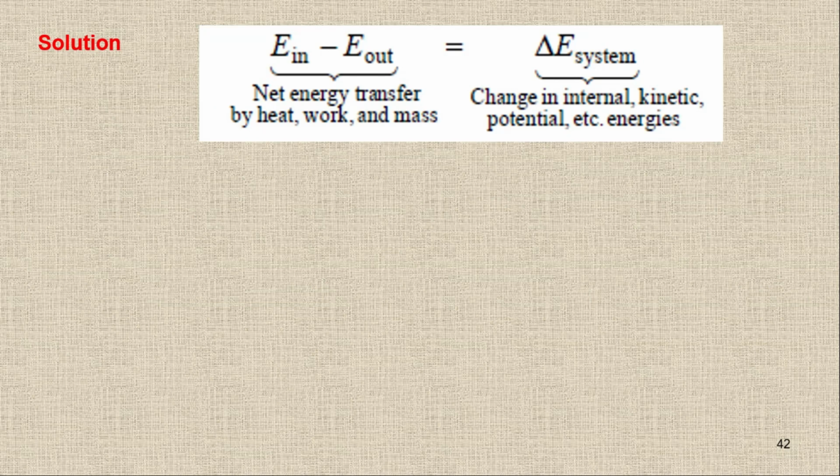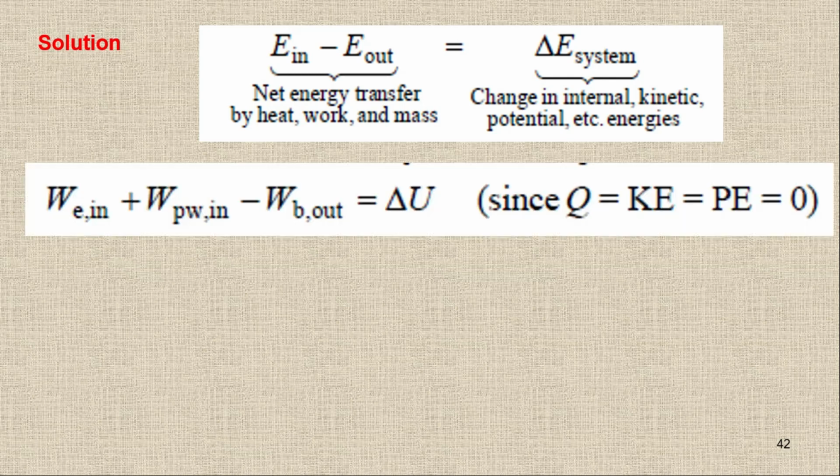So if I'm going to write the energy equation or the energy balance, it will be like this one. We have the electric work which is coming in plus paddle wheel work which is coming in, then we have boundary work. Remember, whenever we have a piston cylinder device, then the boundary work will be there. Typically all piston cylinder devices involve boundary work. And then on the right hand side we have only delta U, because there is no kinetic and no potential energy of this system.